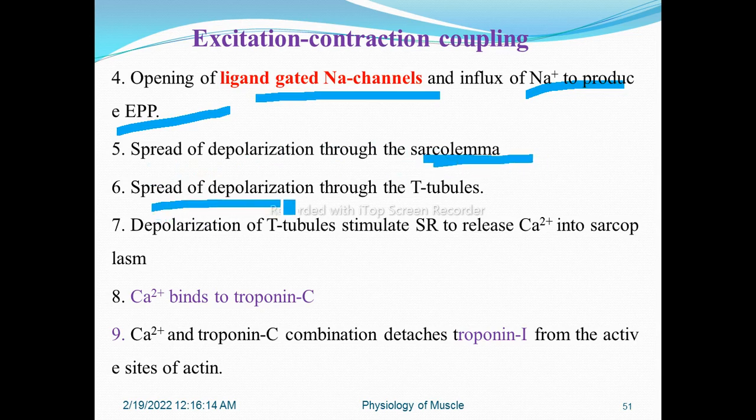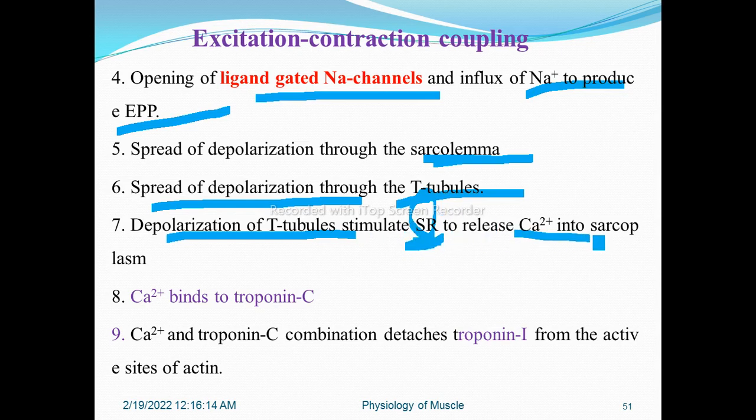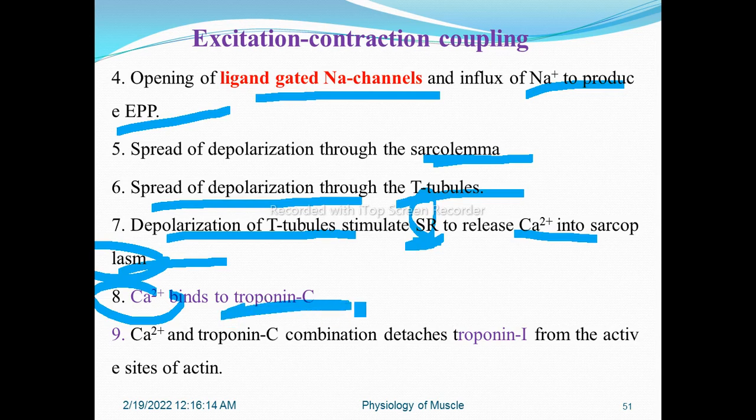Then depolarization spreads through the T-tubule. Depolarization of the T-tubule will stimulate the sarcoplasmic reticulum. Since the sarcoplasmic reticulum is a storage site for calcium, when stimulated it releases calcium into the sarcoplasm. In the sarcoplasm there is troponin C. Calcium binds with troponin C; troponin C means the site for calcium.